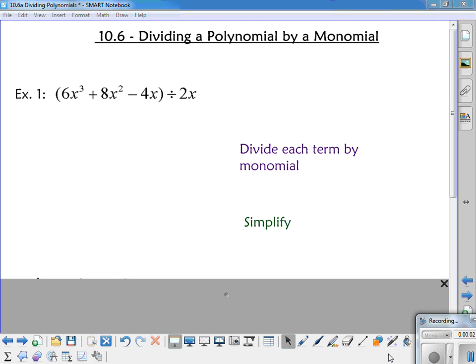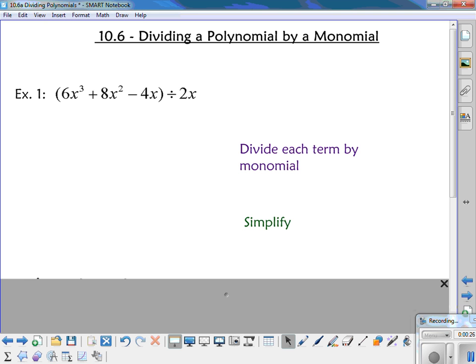Okay, so the lesson objective for today is that students will divide a polynomial by a monomial. That's our first objective, and then we're going to divide polynomials by binomials after we do this. All right, so dividing a polynomial by a monomial. You already know what to do because you already know how to reduce when you have two monomials. So what we do is we just divide each term by that monomial.